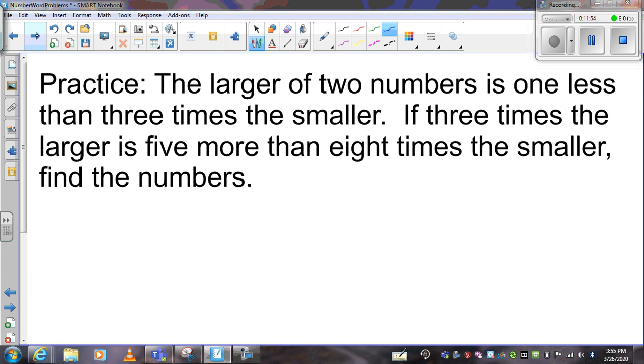Let's try another one. The larger of two numbers is 1 less than 3 times the smaller. If 3 times the larger is 5 more than 8 times the smaller, find the numbers. Okay, so just from reading this once, I know that we're talking about two numbers and they're larger and smaller. So let's set up our let statement. Let x equal larger, and let y equal smaller number.